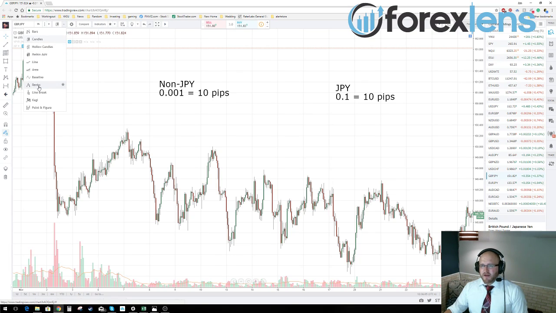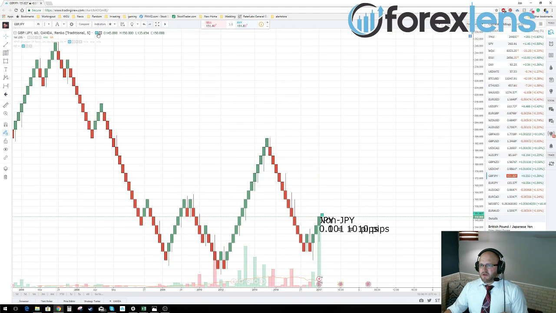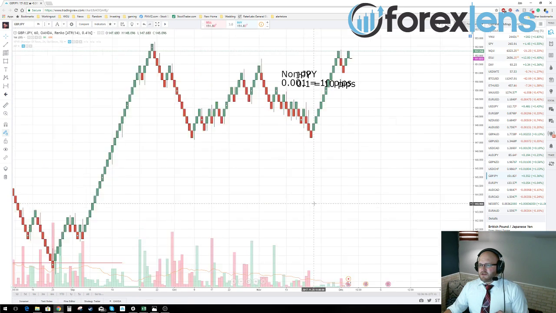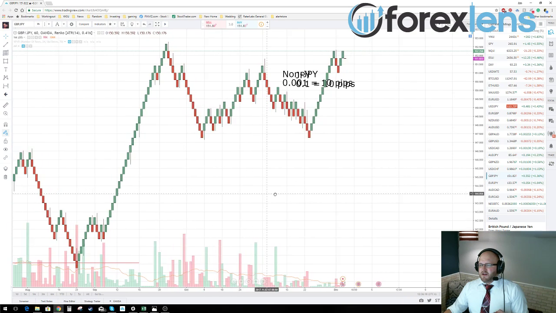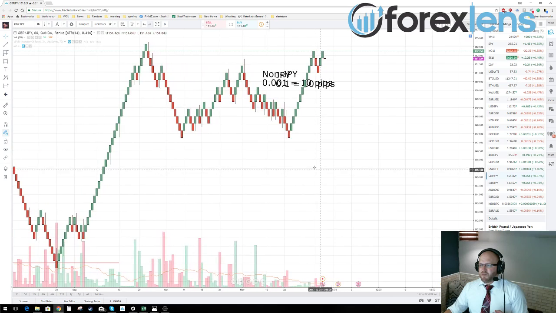If you're using TradingView and you have Renko, here's Renko. The default setting for this is they put it on ATR. ATR is going to tell you that over the past 14 periods of an hour chart, so over the past 14 hours, the average movement in this pair, GBP/JPY, a yen pair, is about 41 or 42 pips.